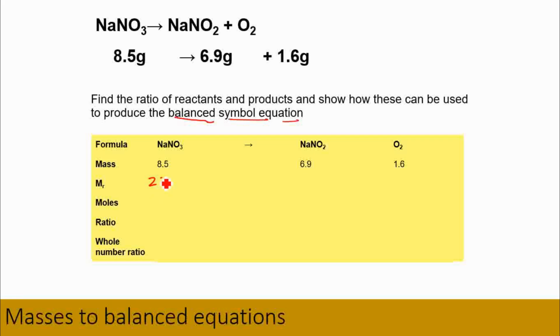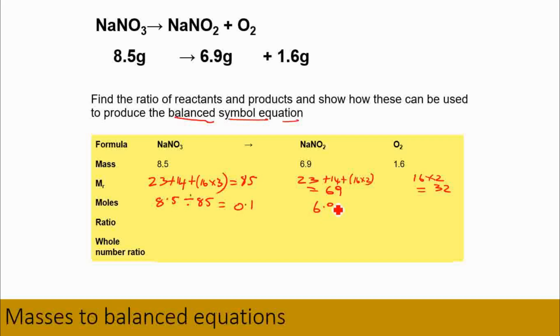All of these are given on the periodic table. So 23 for sodium, plus 14 for nitrogen, plus 16 times 3. Good. And that's going to give me an answer of 85. Then we're going to have 23 again, plus 14, plus now 16 times 2, and that's going to give me an answer of 69. And then this is 16 times 2, which gives me an answer of 32.